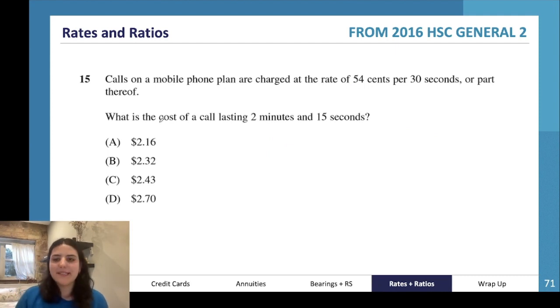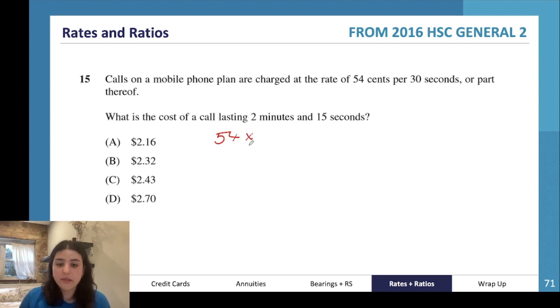This is from the 2016 HSC General 2 paper. Calls on a mobile phone plan are charged at the rate of 54 cents per 30 seconds, or part thereof. What is the cost of a call lasting 2 minutes and 15 seconds? Okay, so we then have 54 cents per 30 seconds.